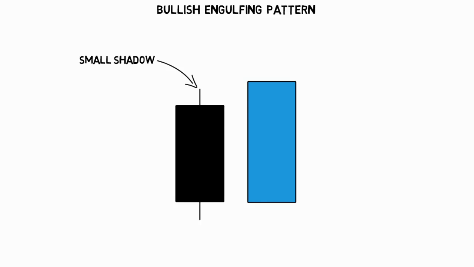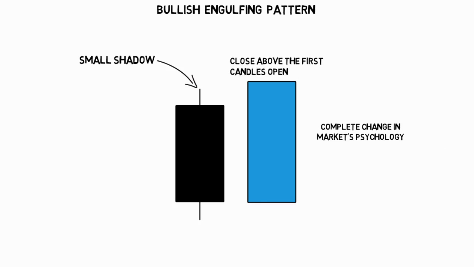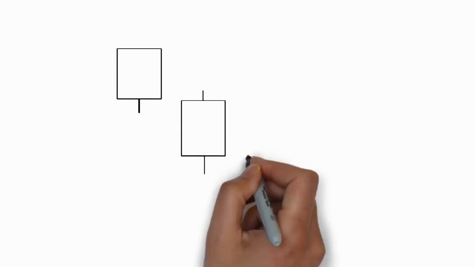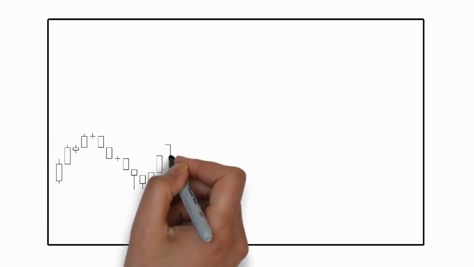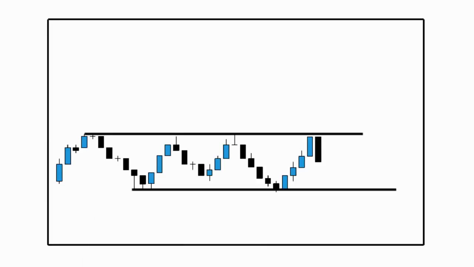This is a really strong reversal signal because not only does the second candlestick show a change in the market players' psychology, but it also has managed to close above the previous candlestick's open. The signal gets stronger if the second candle can wrap around more than one of the previous candles. As this is a bullish reversal signal, we will only look for it in a downtrend.